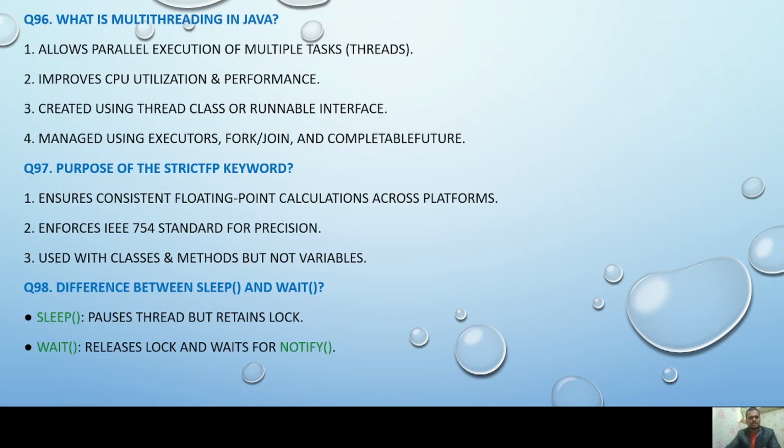Next question. Purpose of the strictfp keyword. Ensures consistent floating point calculations across platforms. Enforces the IEEE 754 standard for precision. Used with classes and methods but not variables.